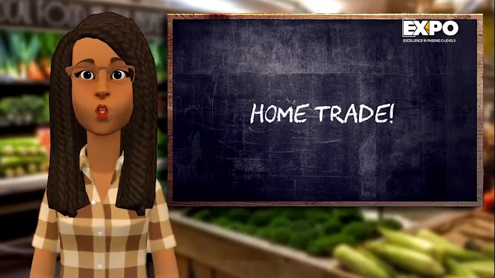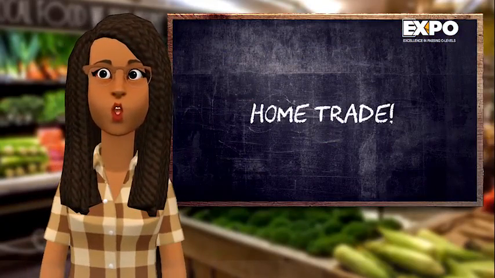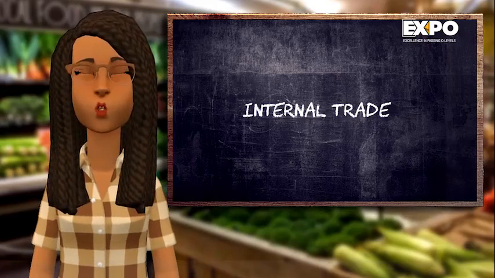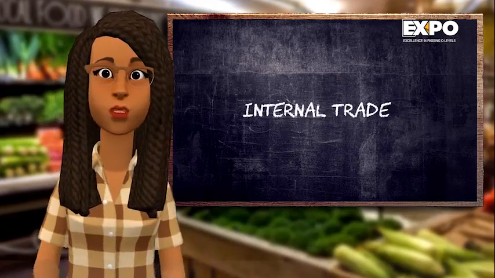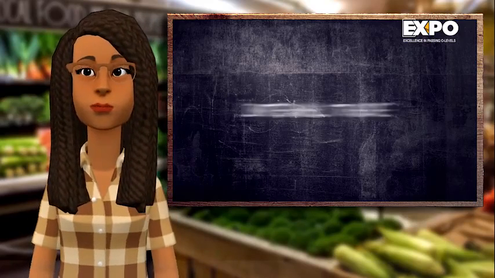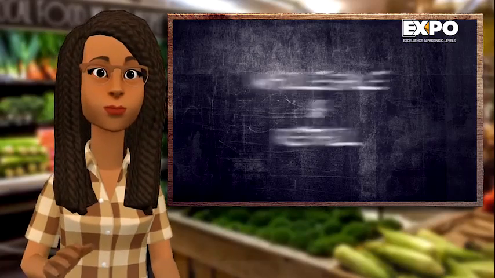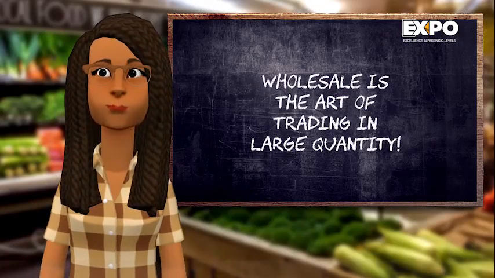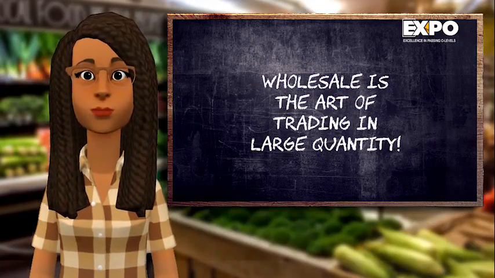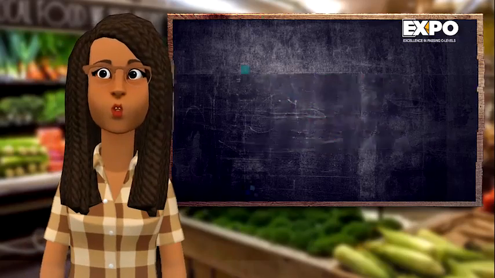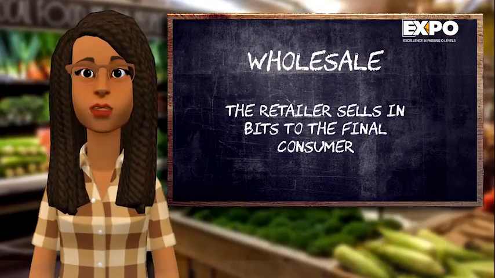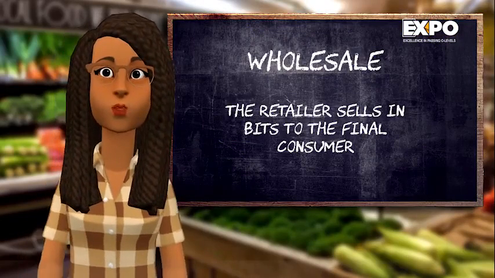Home trade is the trade done within the country. We can also call it domestic trade or internal trade. For example, the way Mr. Alani distributes groundnuts within the country. Home trade has two aspects, which are wholesale and retail. Wholesale is the act of trading in large quantities. It is also a mode of distribution, as the wholesaler interacts directly with the manufacturers. Next is the younger brother of wholesale, retail. The retailer sells in bits to the final consumer.